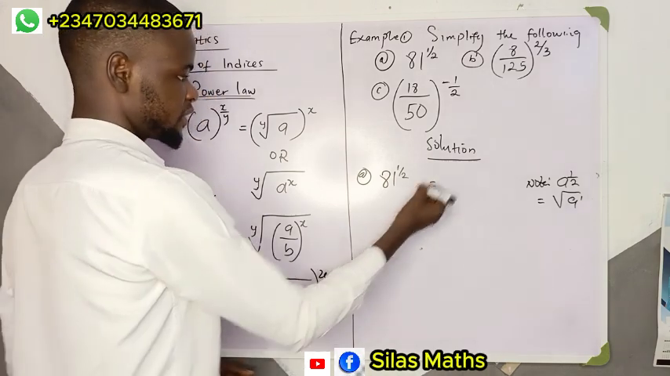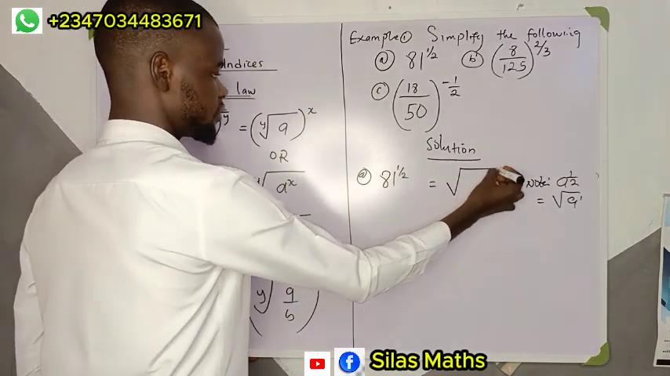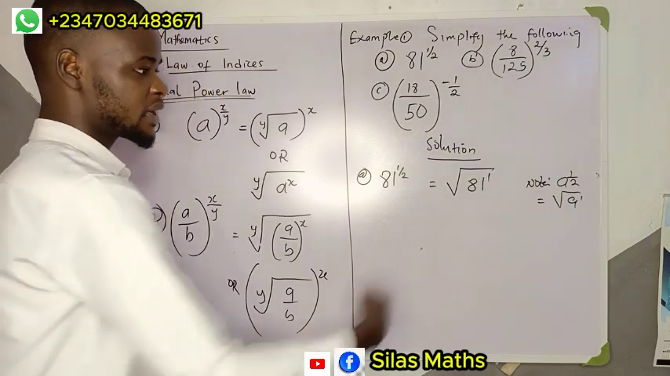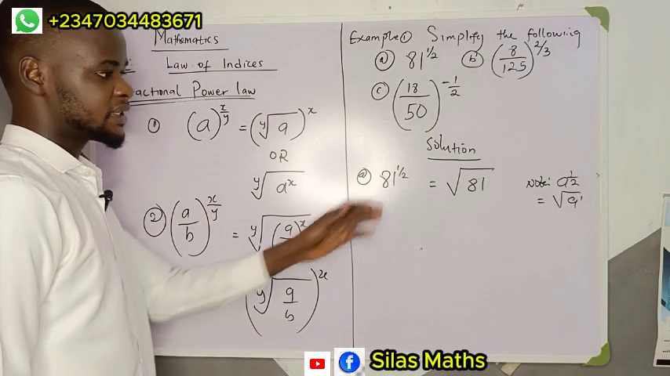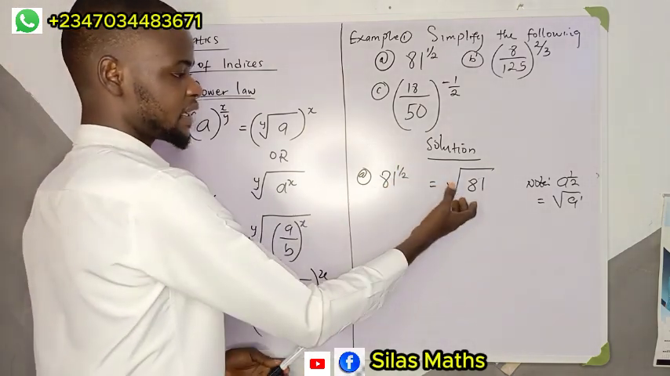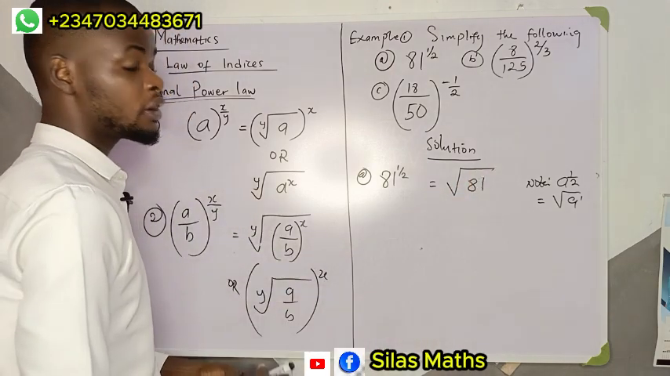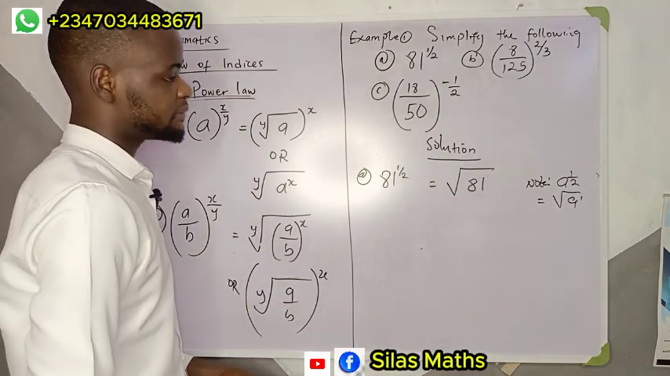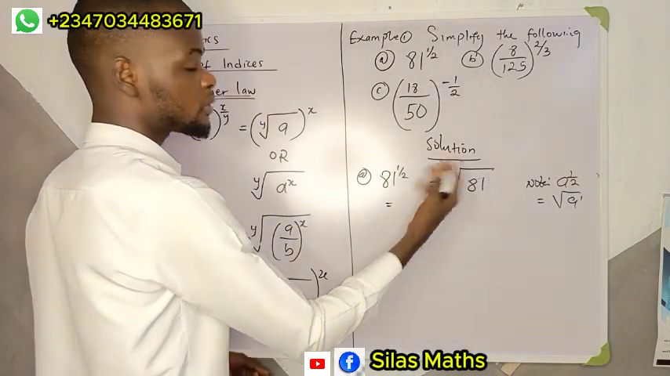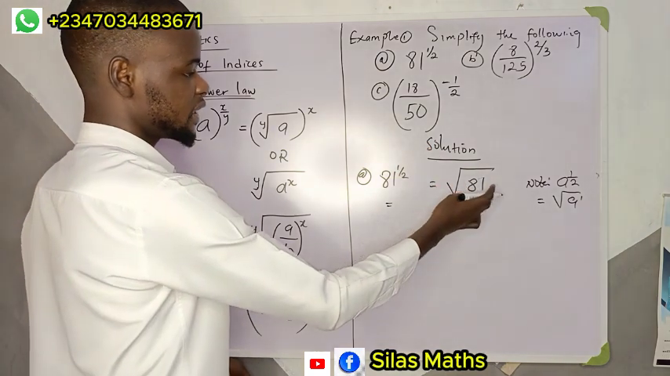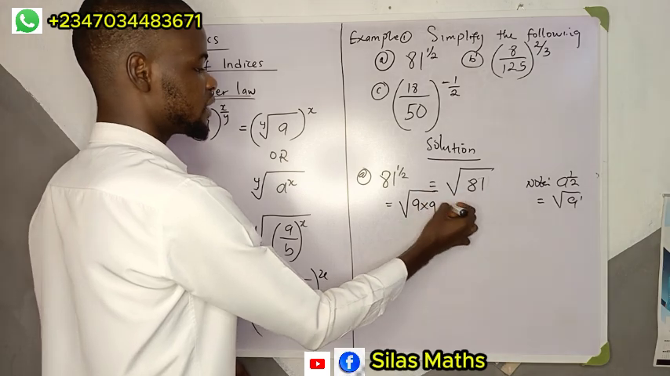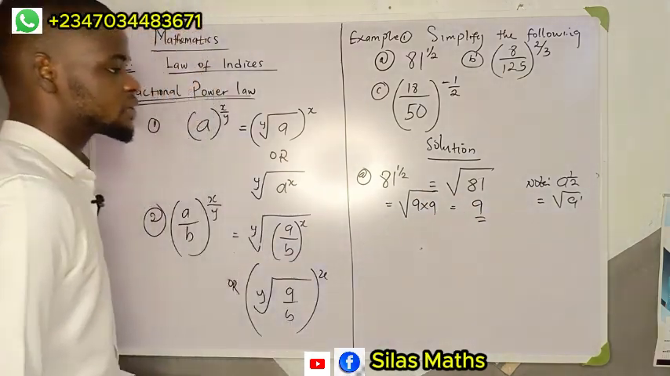So this will give us the square root of 81, all to the power of 1. There's no need of putting the power 1, because any number raised to power 1 is that number. So we go ahead and simplify. Let's punch it in our calculator: what number will multiply itself 2 times to give us 81? That is 9, 9 times 9. So the square root of 81 is 9.